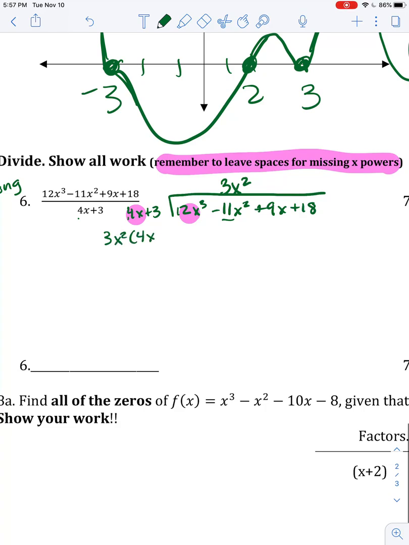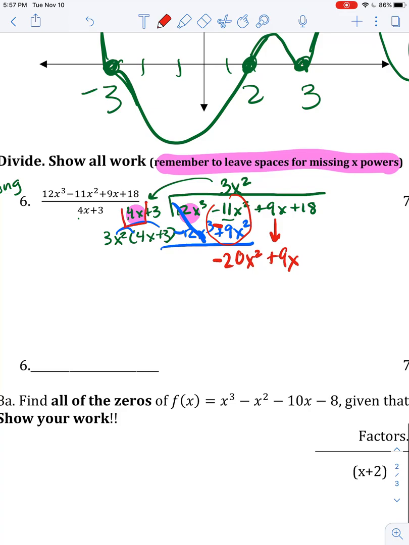And then if it helps you to keep track of things, you can write that here next to what you're going to multiply it by, because you got to take that top and multiply it by that. So now I'm going to distribute, which will give me a 12x to the 3rd from here, and then a 9x squared. At this point, I'm subtracting. So 12x cubed minus 12x cubed is gone, which was the idea. And then be a little careful here because you're going to be doing negative 11x squared minus 9x squared. And so these combine to give you negative 20x squared. Bring down the 9x.